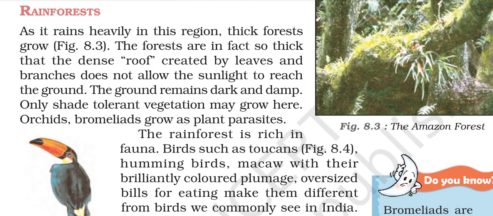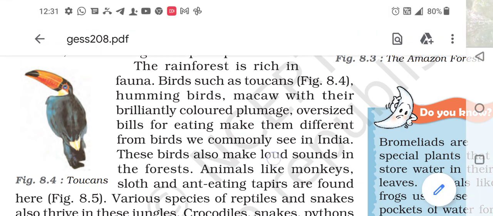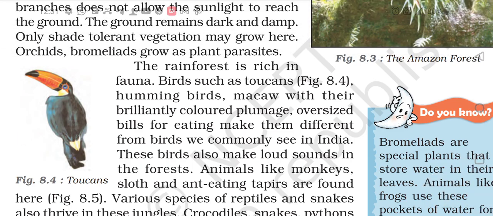Only shade tolerant vegetation may grow here. It means most trees need sunlight to grow, but some trees do not need sunlight. So only that type of vegetation can grow in these forests. Names of some plants are given here, like orchids and bromeliads, which grow as plant parasites. You know what plant parasites are? These are the plants that depend on other plants for their nutrients.